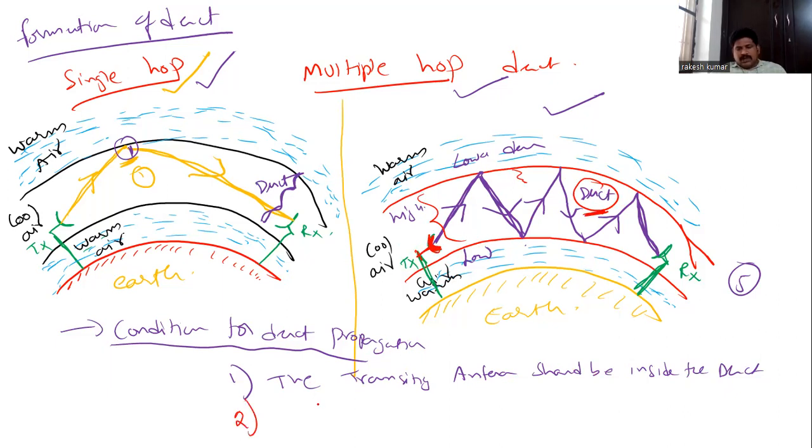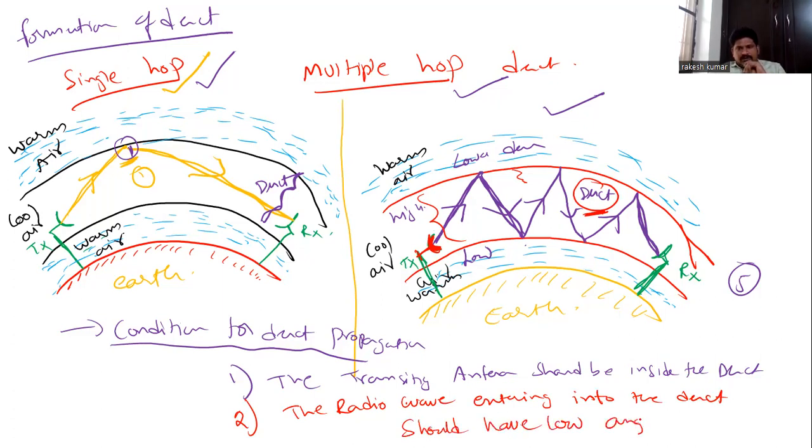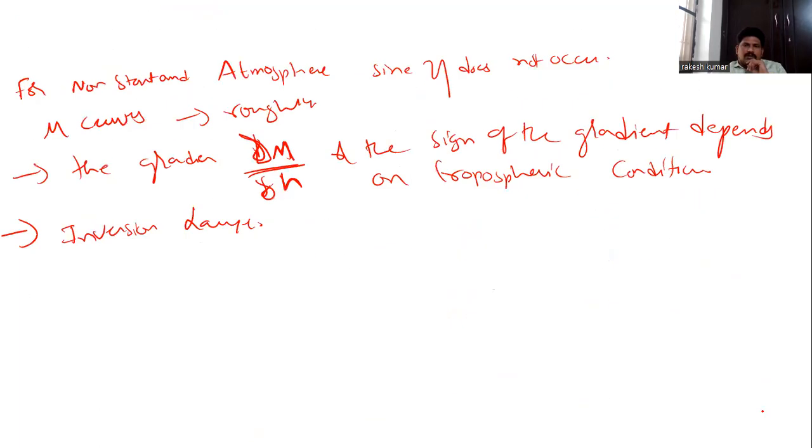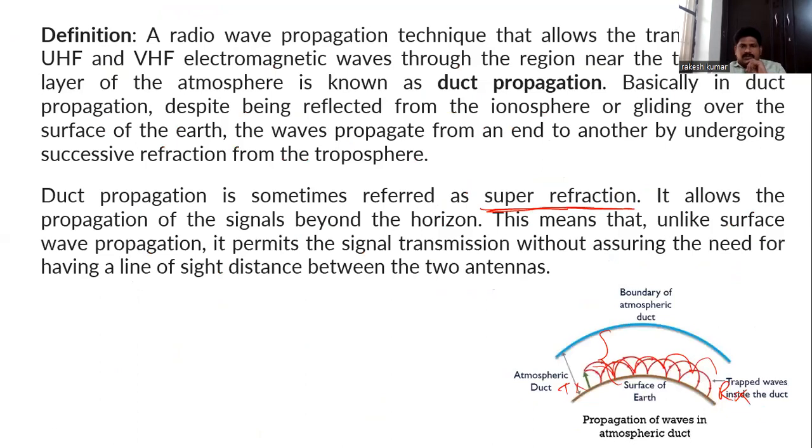And the second one is the radio wave sent into the duct. The radio wave entering into the duct should have a low angle of incidence. Okay. So this is how the duct propagation takes place.